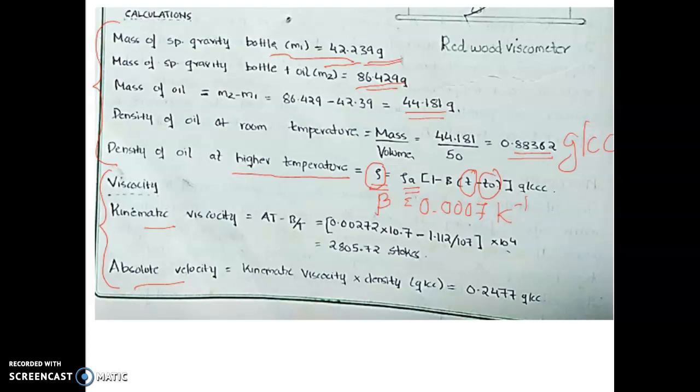After determining rho, we have to determine the kinematic viscosity. The kinematic viscosity of a viscometer is given by this equation: A into t minus B divided by t, where A is the constant A, and t is the time in seconds. In this equation, we have to use constant A and constant B as per the chart for viscometer 2. This value shown here is wrong, don't use it.